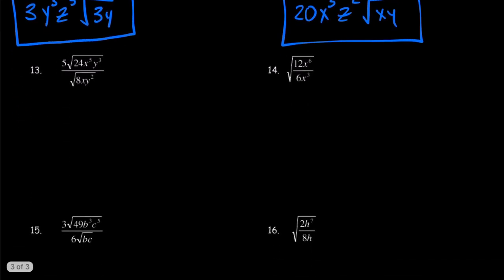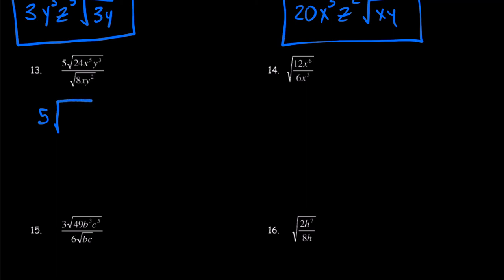All right, 13. Let's take a look at some division here. One of the things that I'm going to look at, and hopefully I can do this, can I divide 24 by 8? Yep. X to the 5th divided by x. Yep, I can do that. Y cubed divided by y. I can do that as well. But don't forget, when you divide this stuff, it's still under a radical. The 5 is not, however, so that's going to be out front.